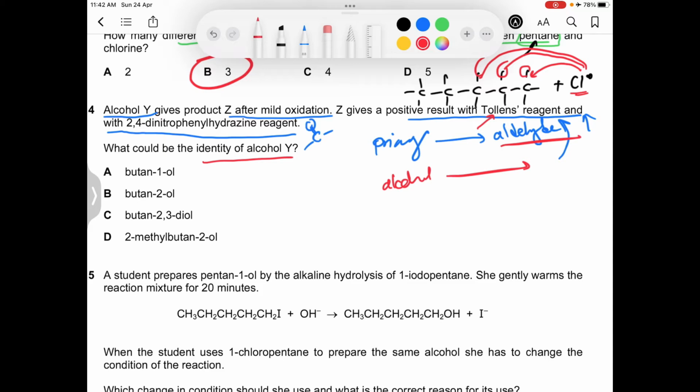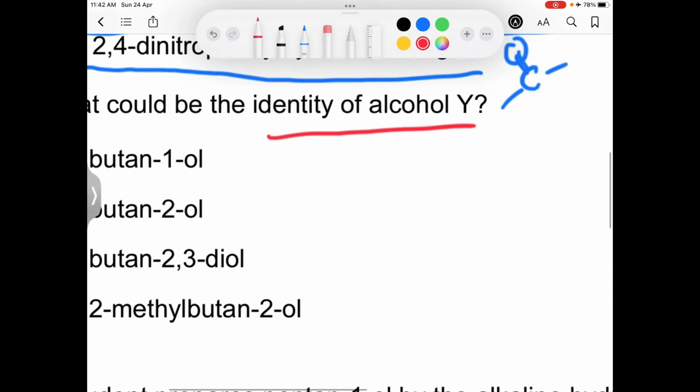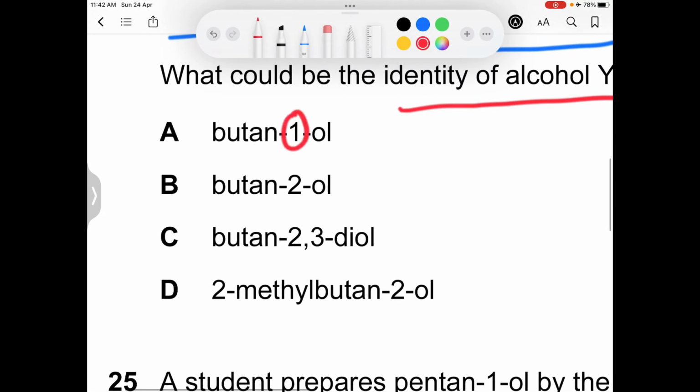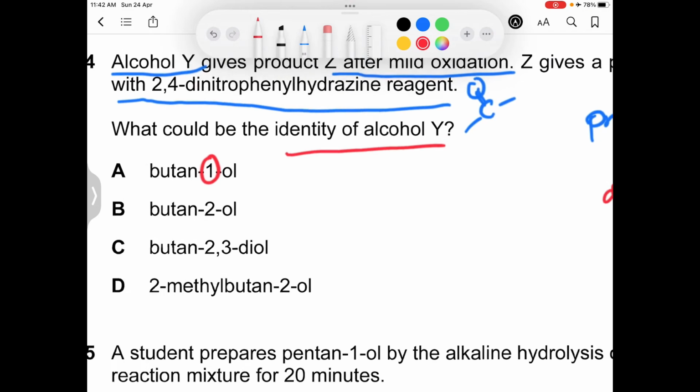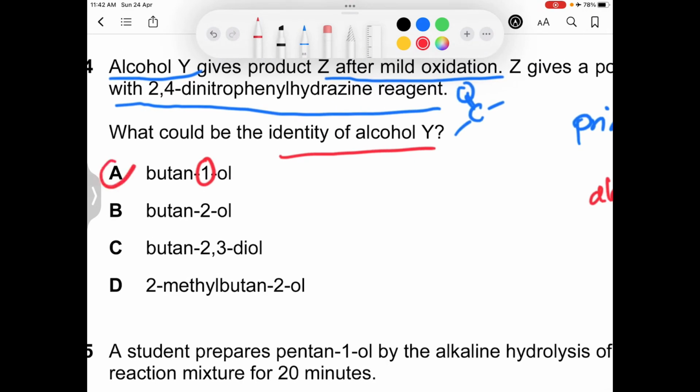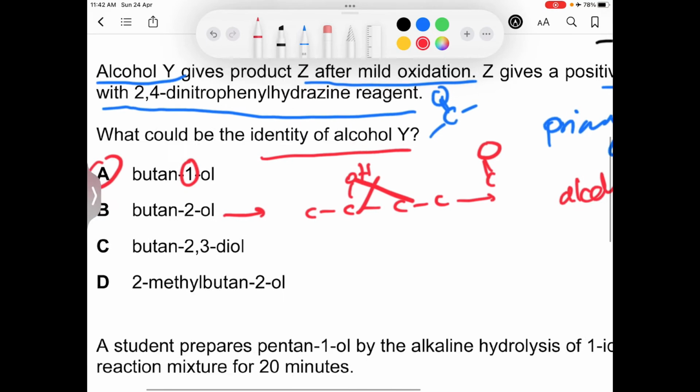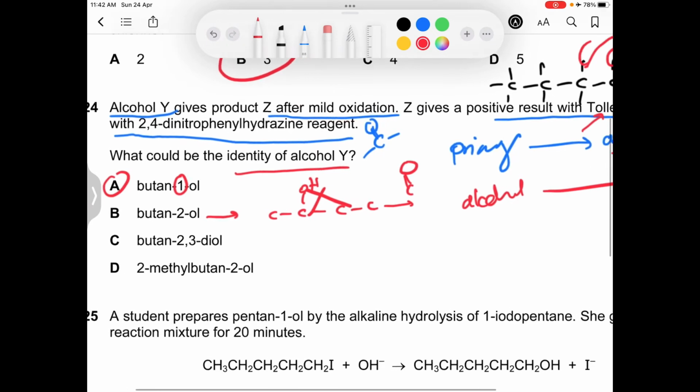So you have to look at the answers in here and see which of these answers is a primary alcohol. You just notice that the first one has the number 1 on the first carbon, which means this is definitely a primary alcohol. So the answer is A. If you look at this butanol, you have 4 carbons and you have OH on the second. If you make oxidation, it will change to a ketone. So this is not a good answer. It won't give any result with the Tollens test.